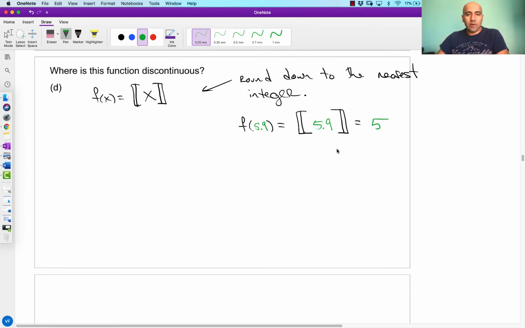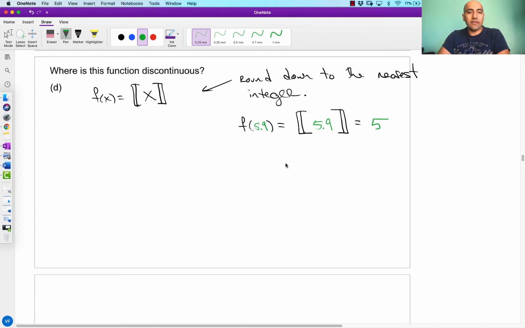Right? So it's not like rounding where you go to the nearest whole number. You always round down when it comes to this greatest integer function. Okay, so no matter how close you are to 6, as long as you're below 6, then you roll all the way down to the nearest whole number, in this case, a 5. Okay, that's how it works. Let's take a look at its graph then.